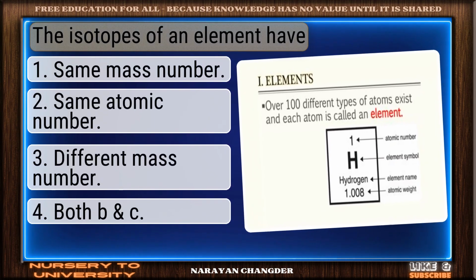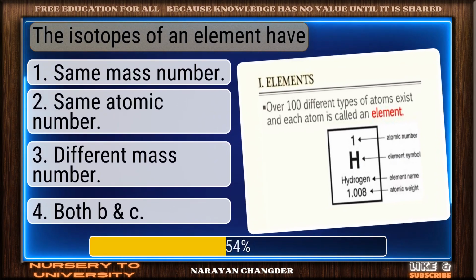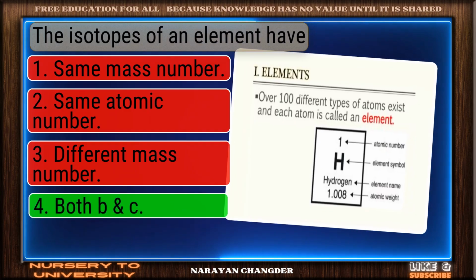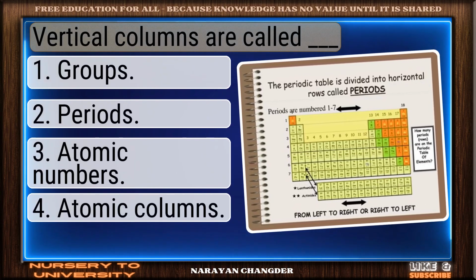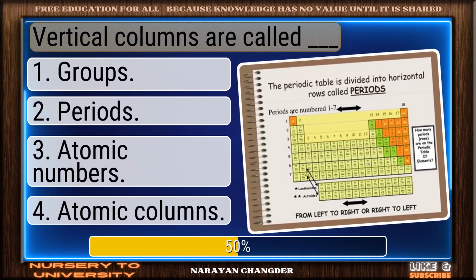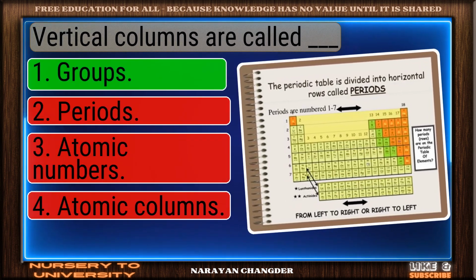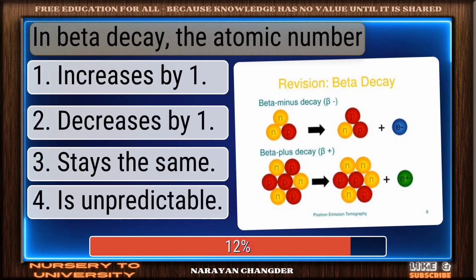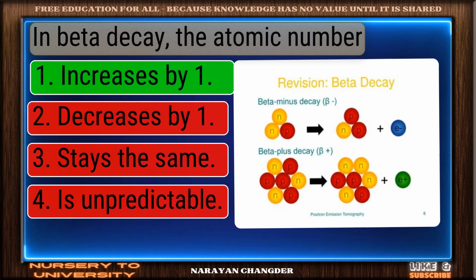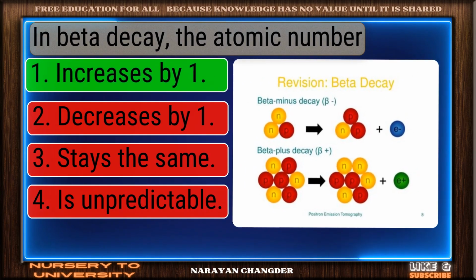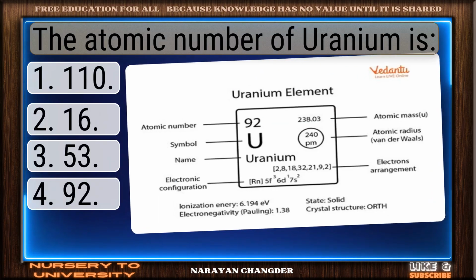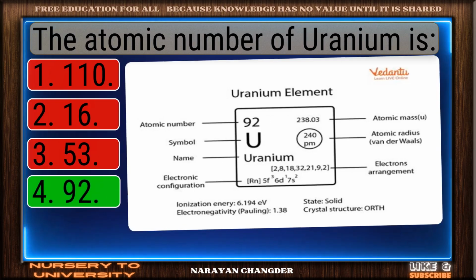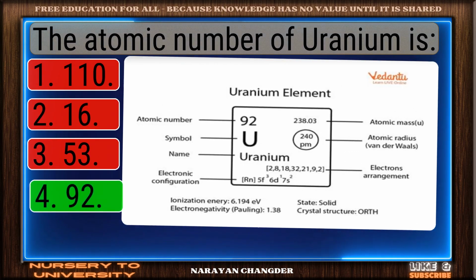The isotopes of an element have. Right again. Both B and C is a valid answer. Vertical columns are called dash. Bravo. Groups is the answer. In beta decay, the atomic number. Nicely done. Increases by 1 is a solid answer. The atomic number of uranium is. Excellent choice. 92 is the right answer.